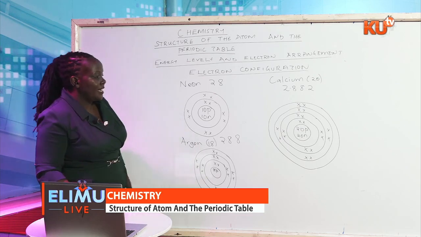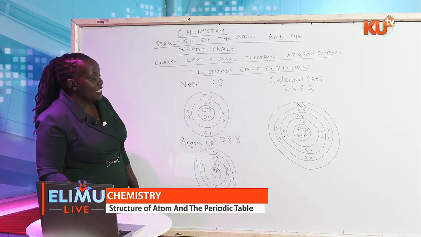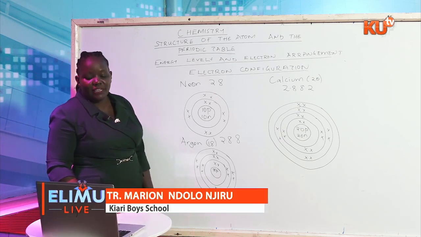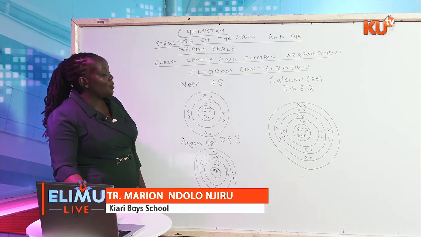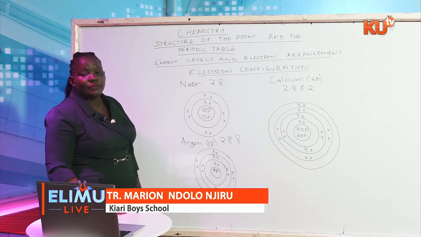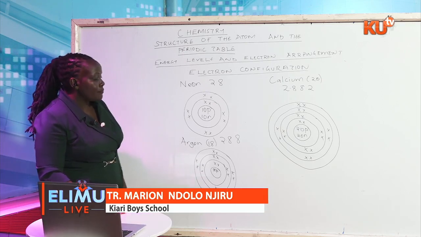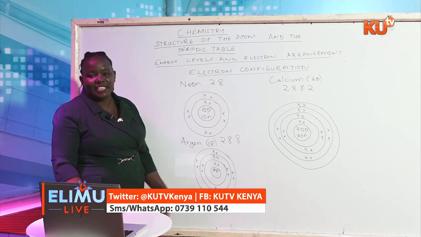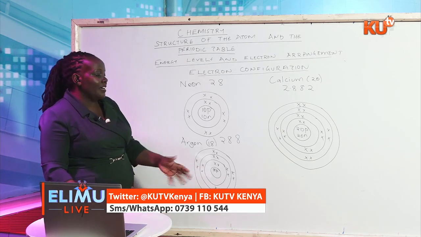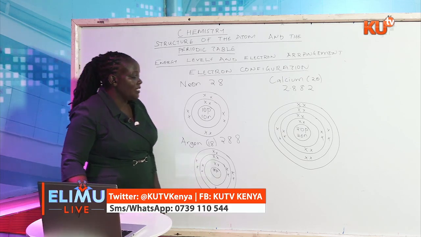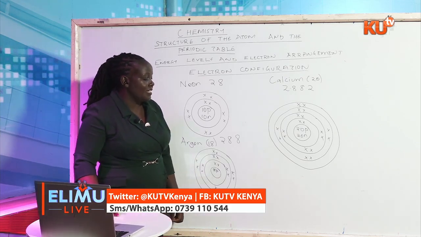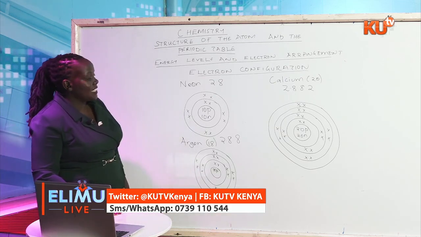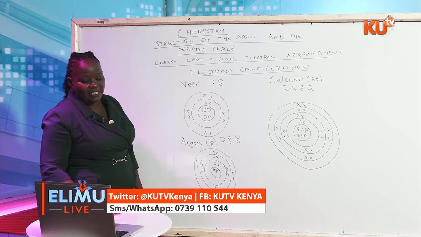The second energy level accommodates a maximum of 8. And then the third energy level, we have said that it will accommodate a maximum of 8 electrons for the first 20 elements. But if we have an atom that has more than 20 electrons, then it means that it will have a maximum of 18 electrons. Very important about the energy levels.